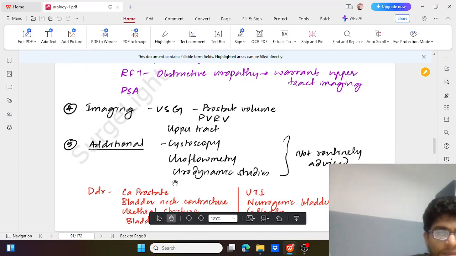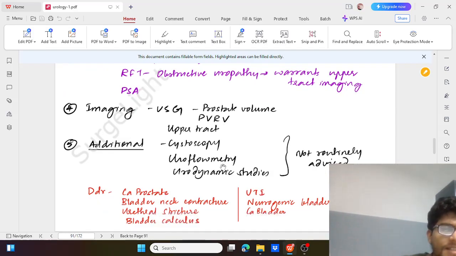Then coming to additional examination, that is uroflowmetry, which helps us in assessing the flow pattern. In uroflowmetry, if the maximum flow is more than 15 ml per second, then it is normal. And if it is less than 10 ml per second, then we consider it as obstructive flow. So if it is less than 10, then either we have to go for some intervention, or we can start with the medical therapy and reevaluate after some time.